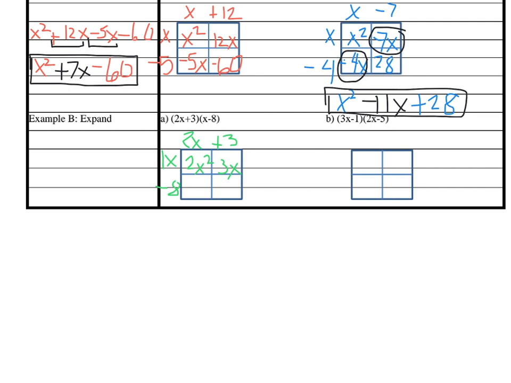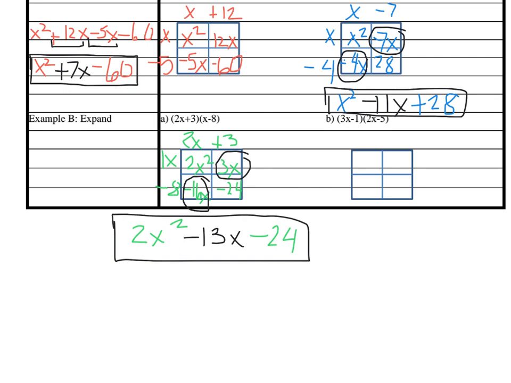Moving down to the bottom left, 2 times negative 8 is negative 16, and then we don't want to forget about the x, so negative 16x, and then negative 8 times positive 3 would be negative 24. So we look for like terms, negative 16x and 3x I can combine to get negative 13x from my combined like terms. And then we still have a 2x squared, so 2x squared minus 13x and then minus 24. And that has been expanded.